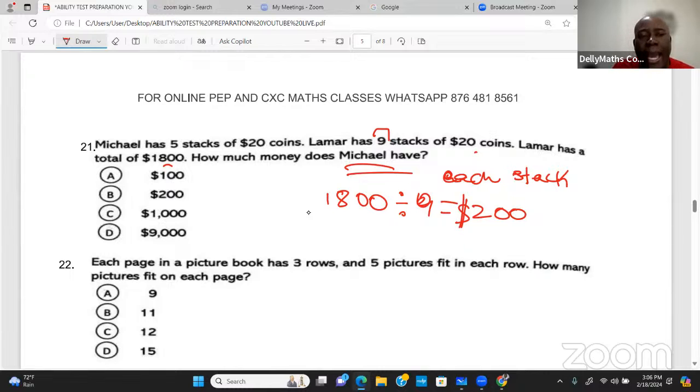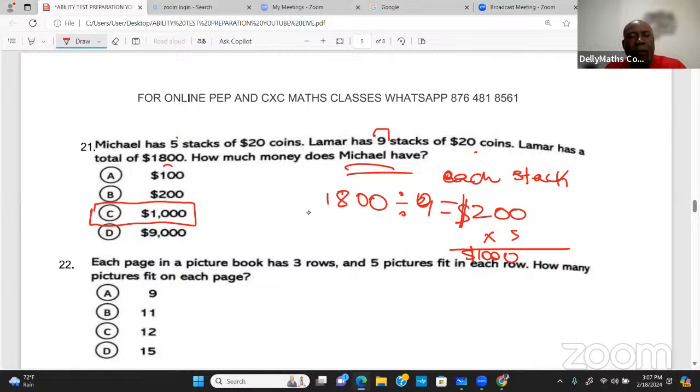Okay. So that means if Michael has 5, I can just now say, oh, 5 times 200, then Michael must have 1,000. So we're looking for 1,000 and boom, it is right here, right? So there are multiple ways to get around the question, but I'm just going to stop right there.